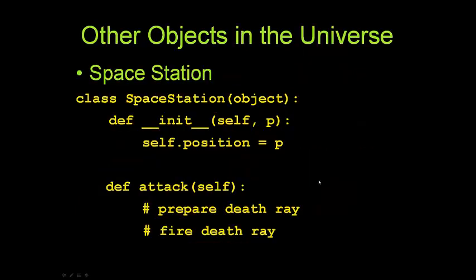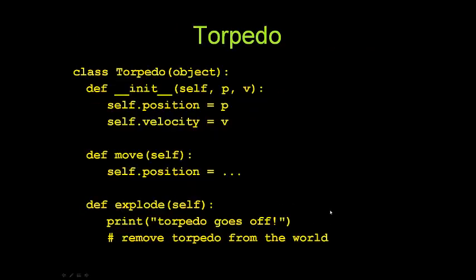Next, we can have space stations, and again, for space stations, you init and the position. There's no velocity because you can't move too much, right? And this position, and you can attack, right? You can attack, fire death ray, whatever. Now, we can also have torpedoes. Torpedoes, similarly, you can have P and V, position and velocity. You can also move, you can also explode, right? And if you explode, it goes off.